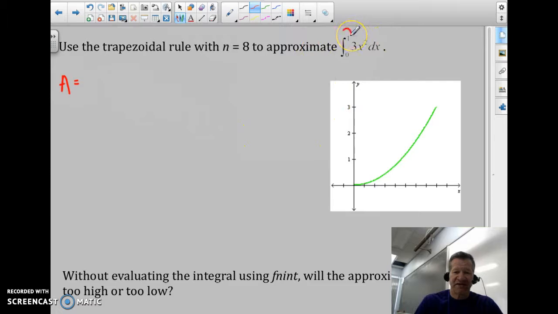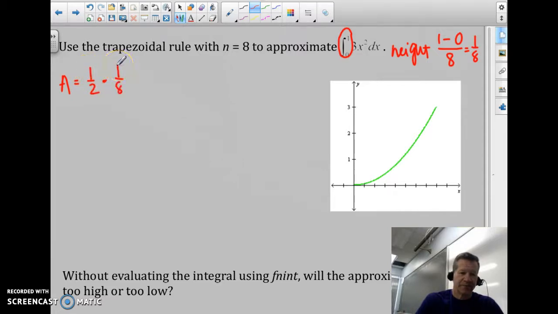We can see the size of the interval is 1. So the height of each one of our trapezoids is going to be found by taking the size of that interval, 1 minus 0, which is 1, and dividing it up into 8 pieces. So each height is going to be 1/8. So for the area of a trapezoid, again, we factor out the 1/2 times the height times the sum of all the bases. And remember, we use the first base, at the left endpoint, and the base at the right endpoint only one time, and every other one we are going to use twice.